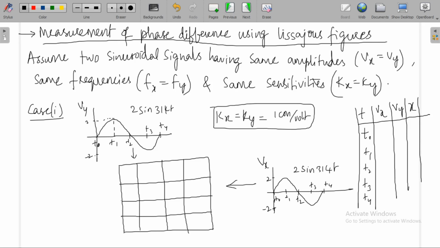x comma y. At t0, what is Vx? 0 only. At t1, what is Vx? 2 volts. At t2, what is Vx? 0. At t3, what is Vx? Minus 2. At t4, what is Vx? 0. At t0, what is Vy? 0. At t1, it is 2. At t2, it is 0. Minus 2. 0.